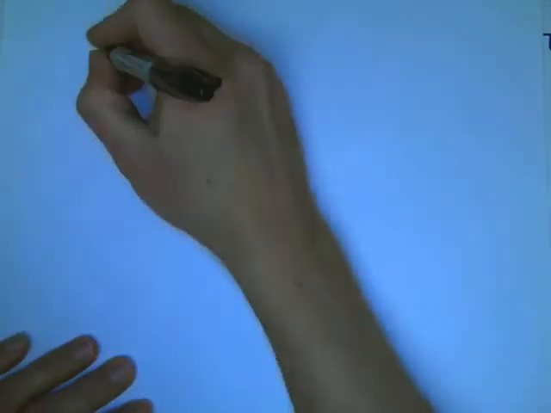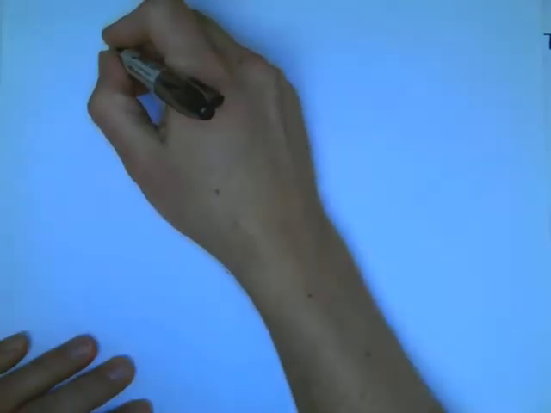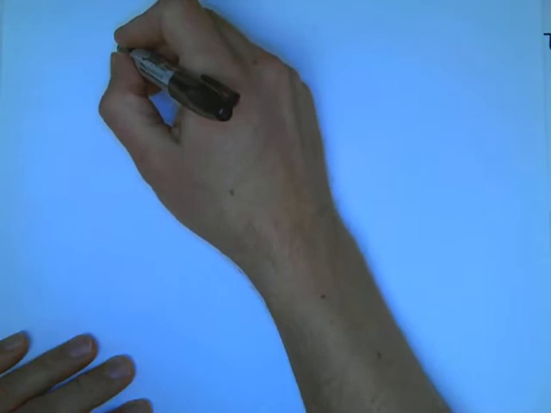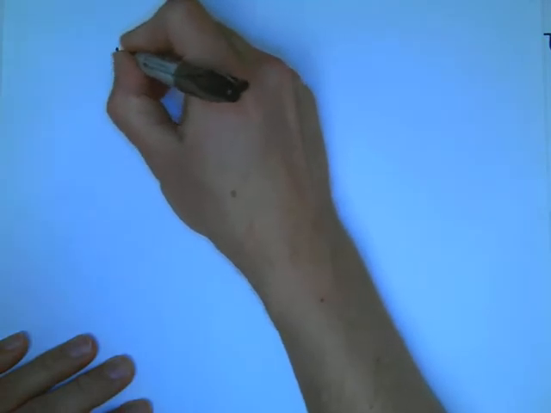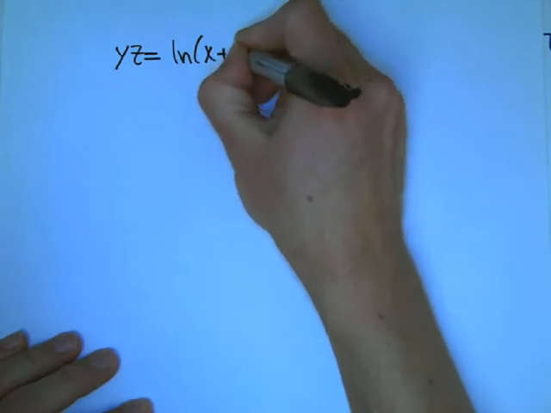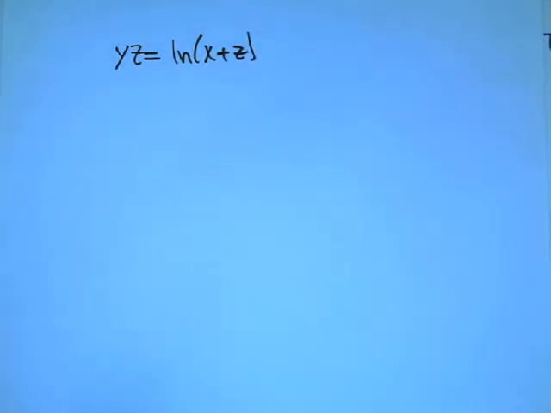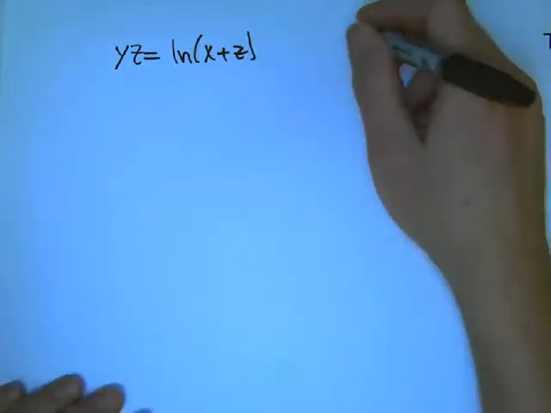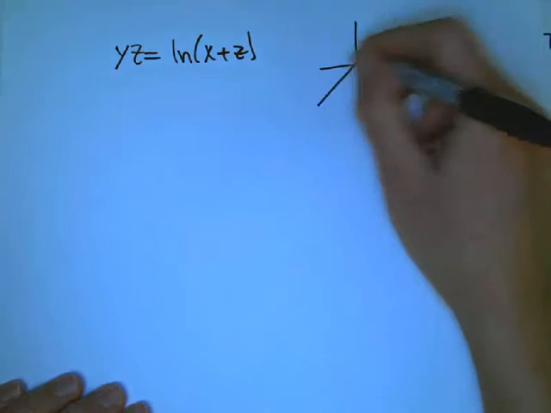Now, what happens if we make things a little more complicated? Let's look at an example. Let's get an example out of the book here. Suppose we have yz equals ln of x plus z. That's one equation in three variables. What is that going to produce geometrically? It's going to produce some sort of surface.